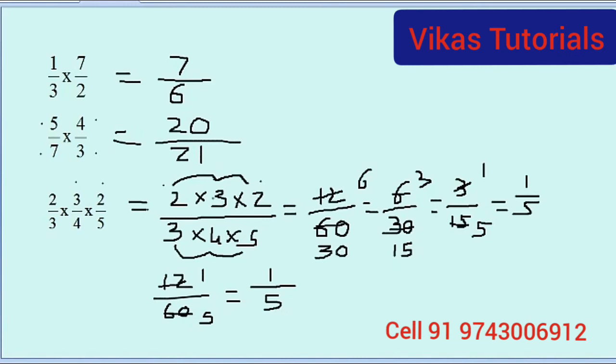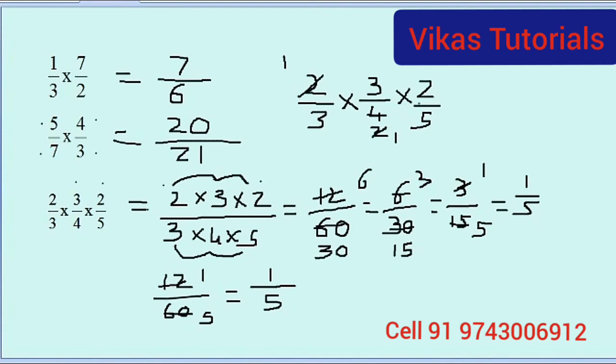One more thing we can see, I will write the numbers one more time. I will write them here: 2 by 3 into 3 by 4 into 2 by 5. We can cancel the numbers here itself. Okay, see, this 2 1s are 2. This you should do only when it is multiplication. Don't do this in addition and subtraction. Okay, 2 1s are 2, 2 2s are 4.